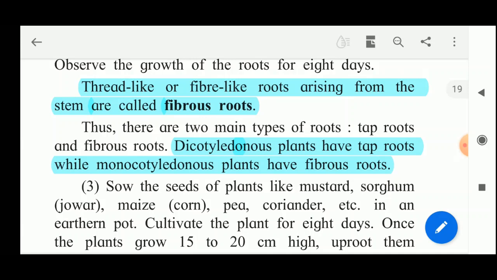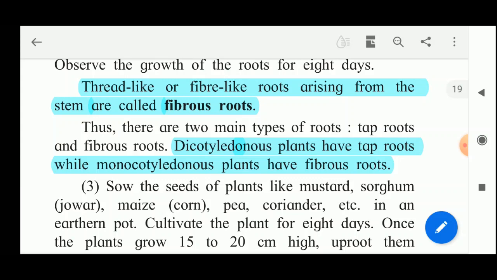Then all lentils are dicotyledonous, whereas monocotyledonous seeds means maize, jawar, and rice; they have a single cotyledon. So they are all monocotyledonous seeds. Mono means what? One. Now sow the seeds of plants like mustard, jawar, maize, pea, coriander, etc. in an earthen pot and cultivate the plant for 8 days.